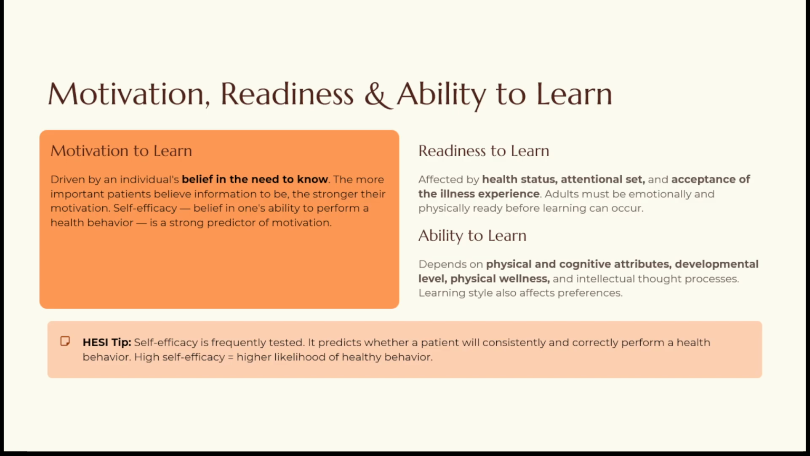Now, the ability to learn includes a multitude of things. It includes cognition, literacy, developmental level, hearing, vision, language, and physical capability. For example, a patient with severe arthritis may cognitively understand insulin injections, but physically struggle to perform them. When you're looking at HESI, we always want to assess barriers to learning before we start teaching.